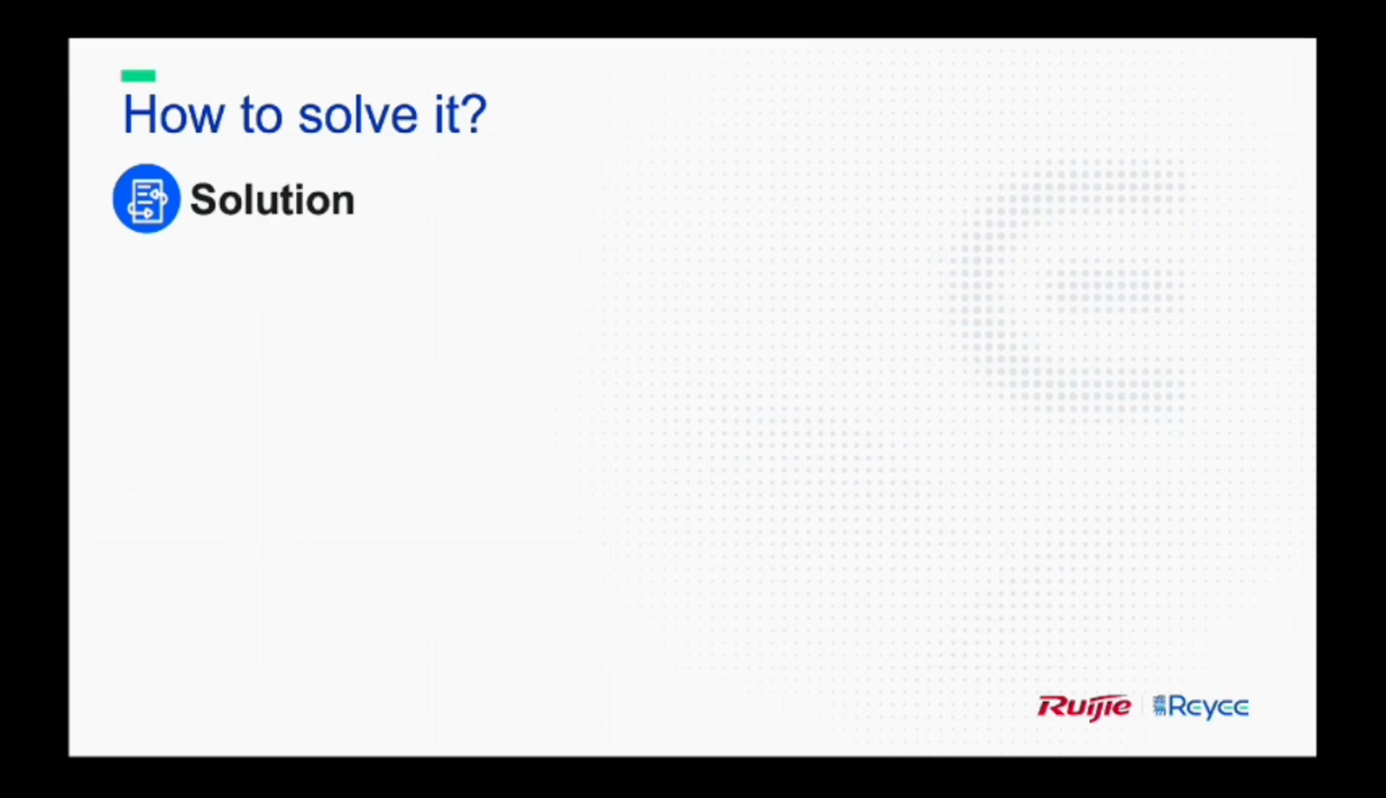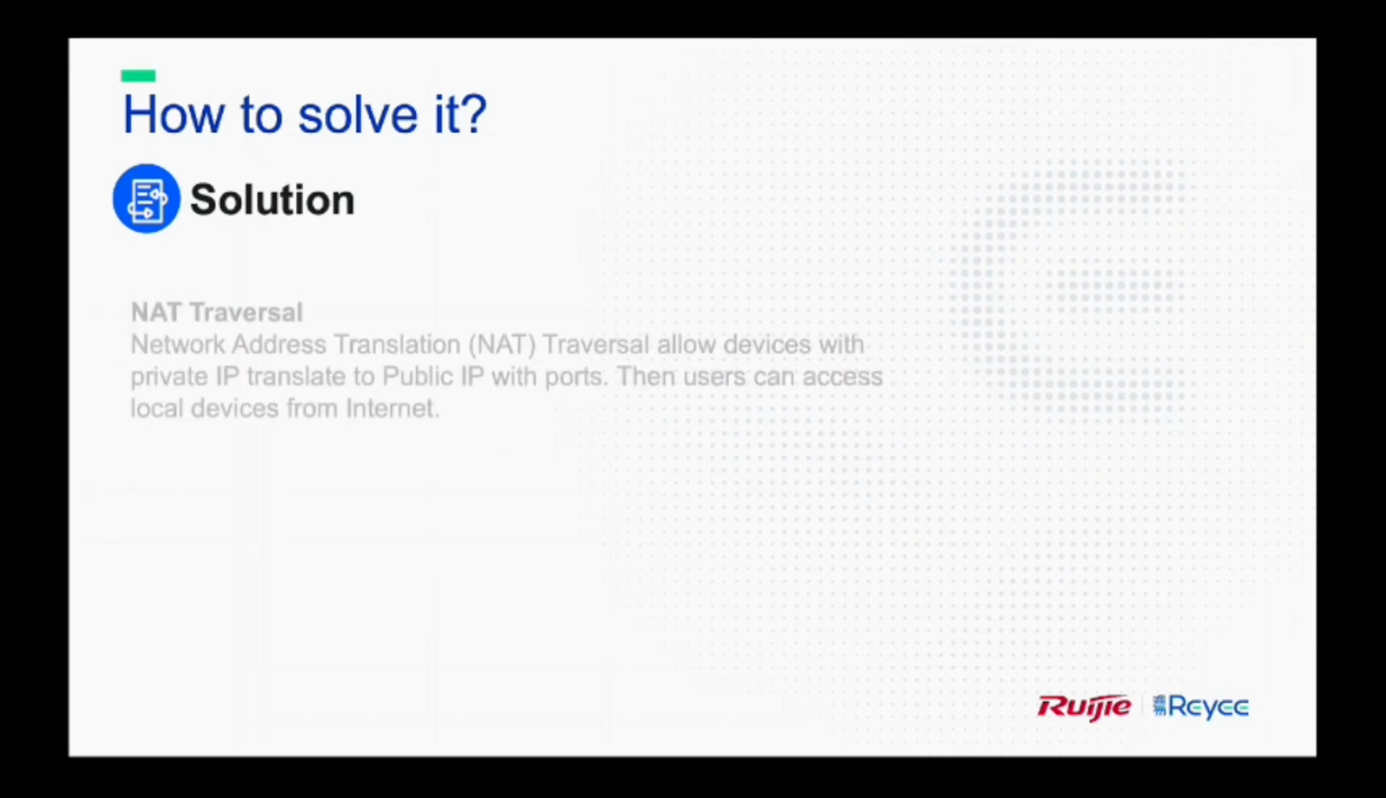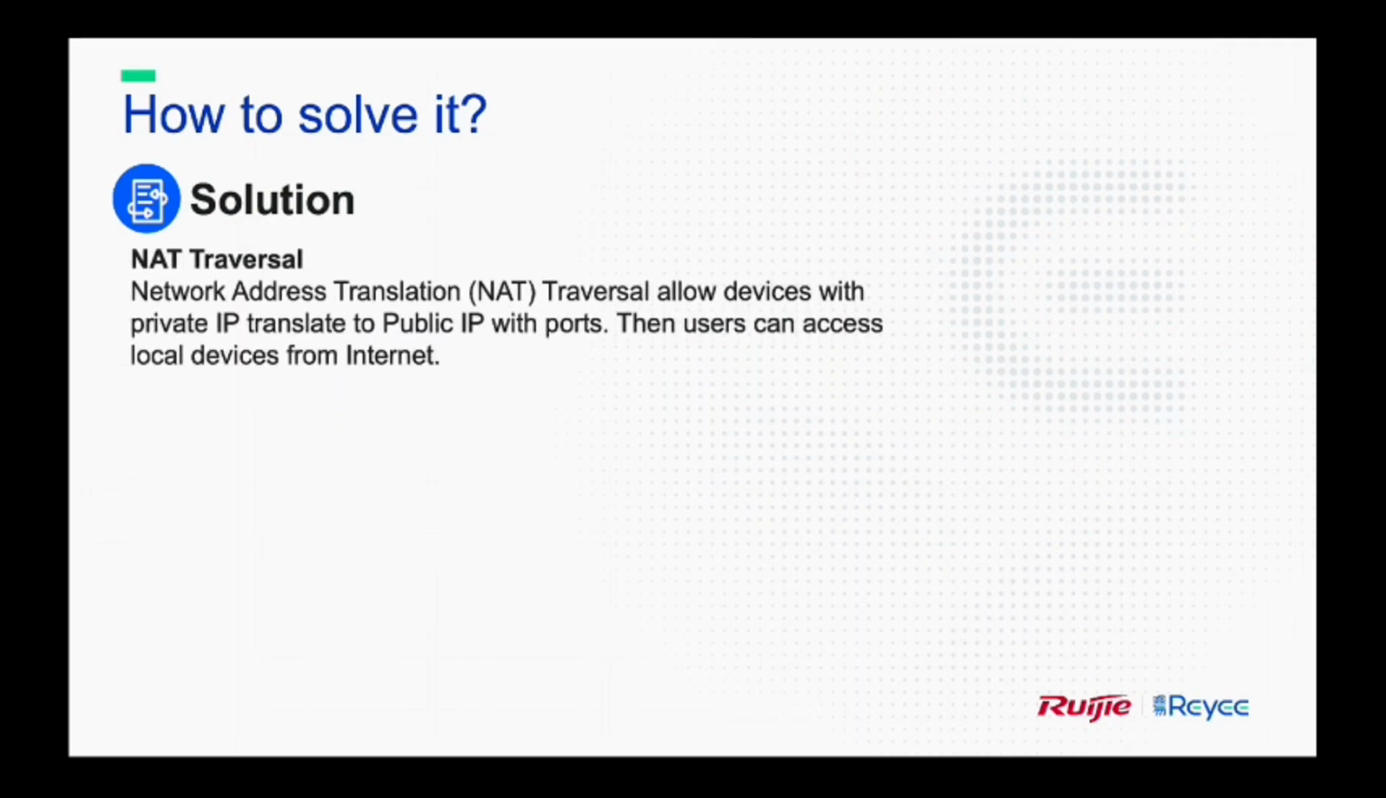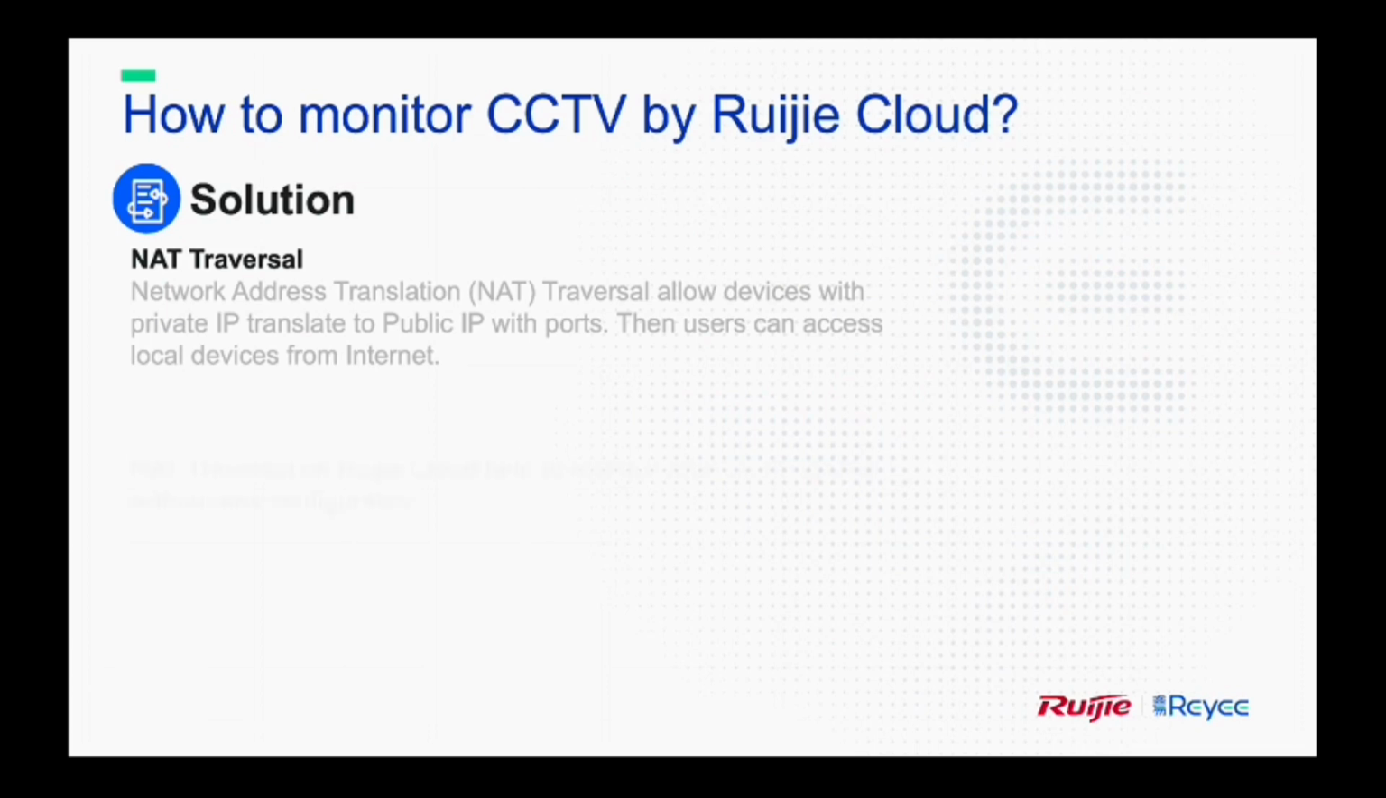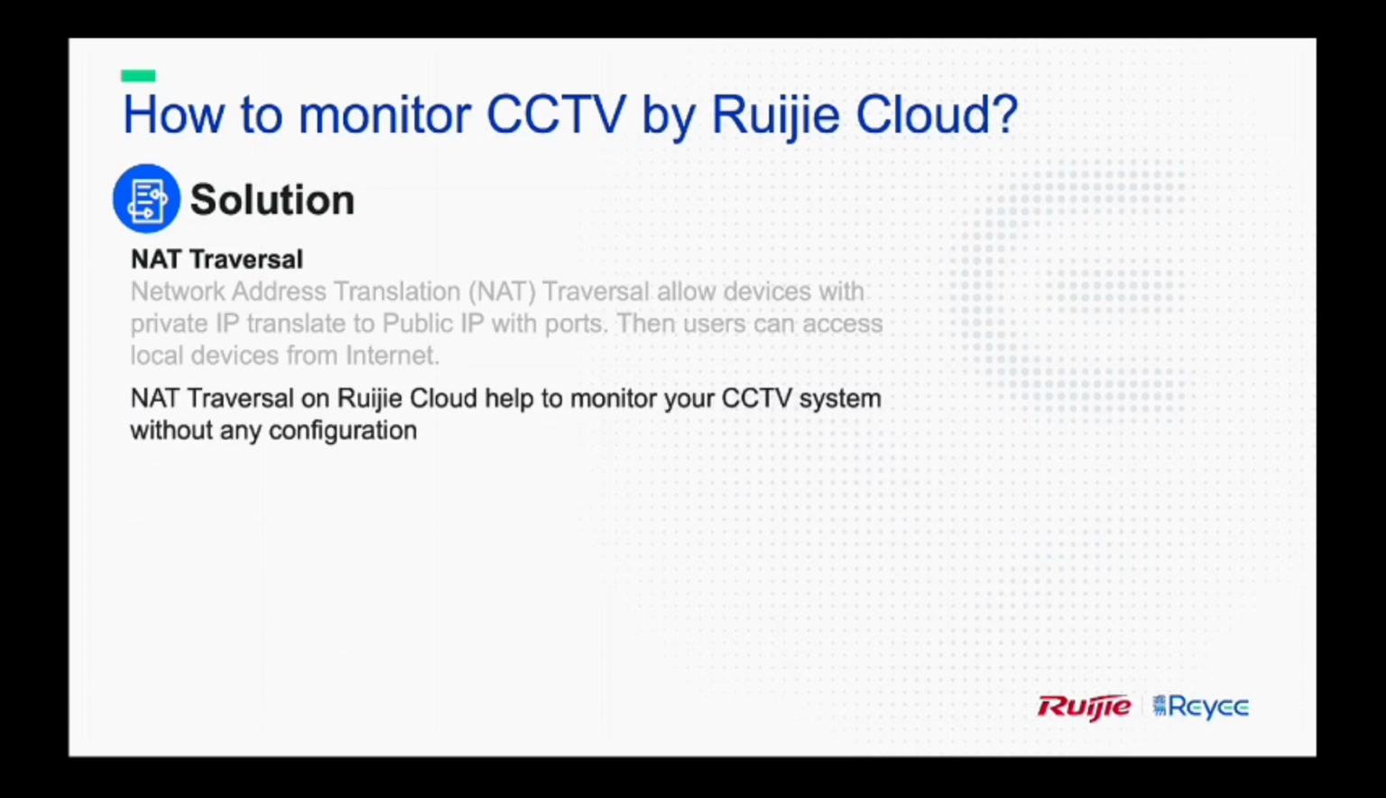Today, we will provide a solution. NAT traversal. Network address translation traversal allow internal devices which use private IP translate to public IP with ports. After that, users can access local devices from internet anywhere. NAT traversal on Reyee Cloud help to monitor your CCTV system without any configuration. How to make it? Let me show you by steps.